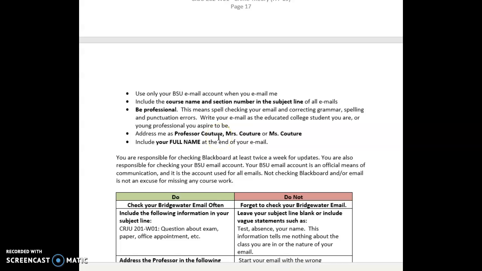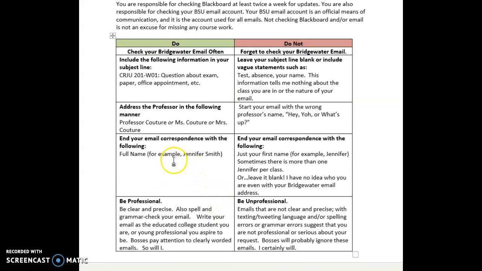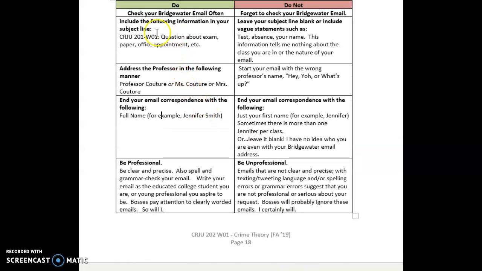When you address me, kindly address me as Professor Couture, Mrs. Couture, Ms. Couture. Please do not say, hey, yo, you, what's up, what's going on. You want to be practicing professional communication skills. So what you do want to do is list here. Make sure you have your full name in the email. If you only put your first name, it's possible that I won't know who you are, because there may be other students with the same first name and in fact with the same last name in the class. So make sure that you work on your emails.